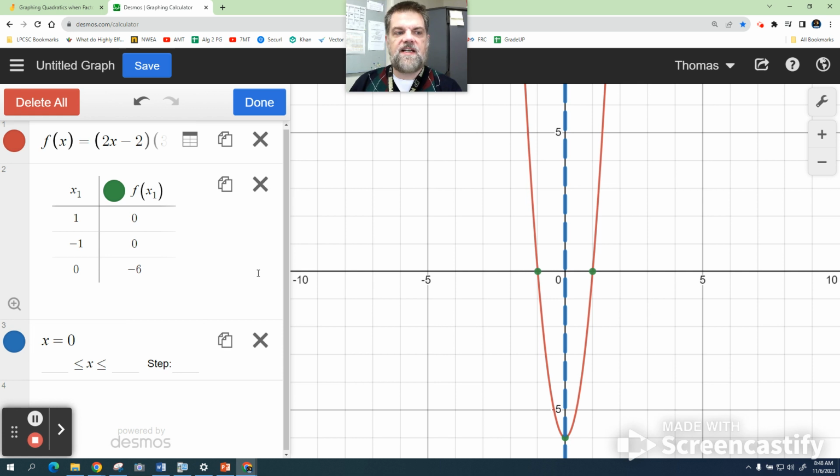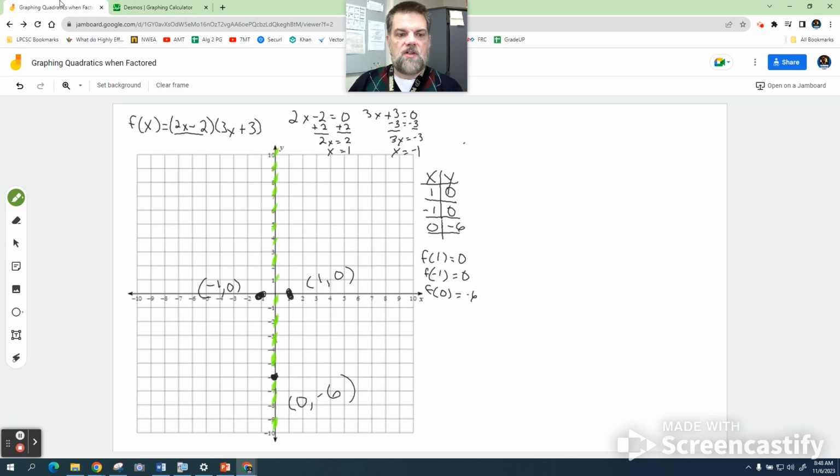So that's my line of symmetry. So let's write that down somewhere. We'll say line, oops, I do that every time, don't I? Line of symmetry: x equals 0. Okay.